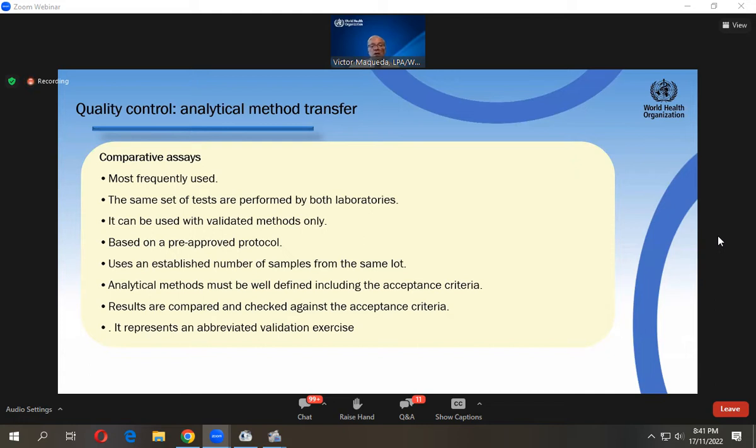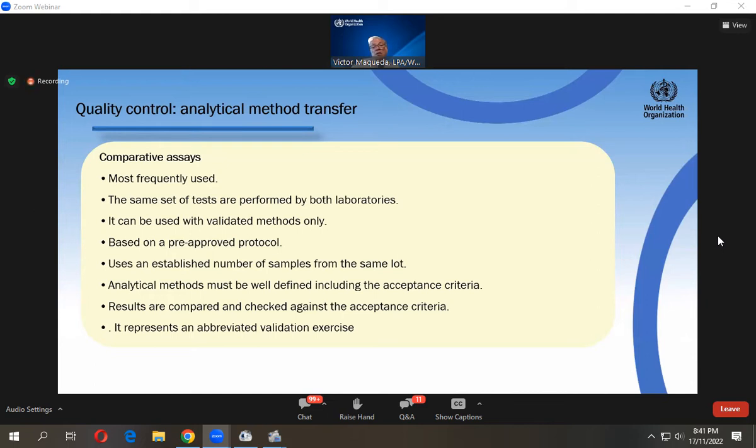It uses an established number of samples from the same lot. The analytical methods must be well-defined, including the acceptance criteria, and the results are compared and checked against these acceptance criteria. In essence, as I mentioned, this comparative assay approach represents an abbreviated validation exercise in a way.